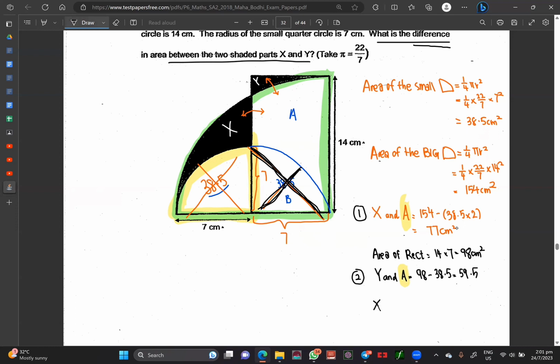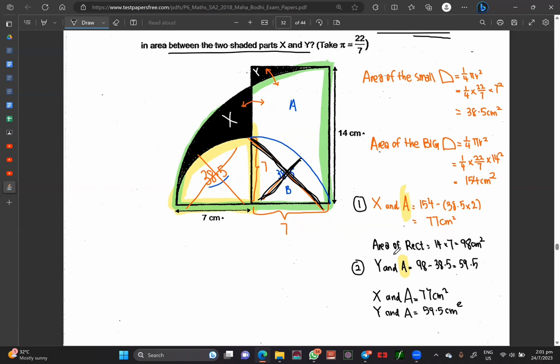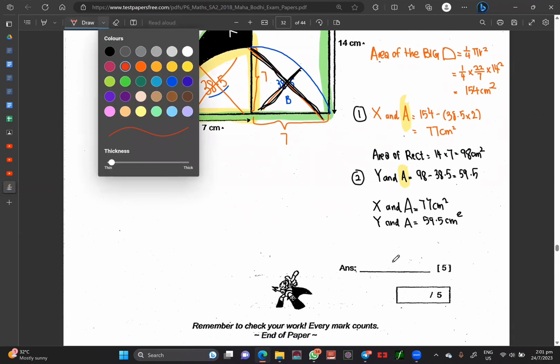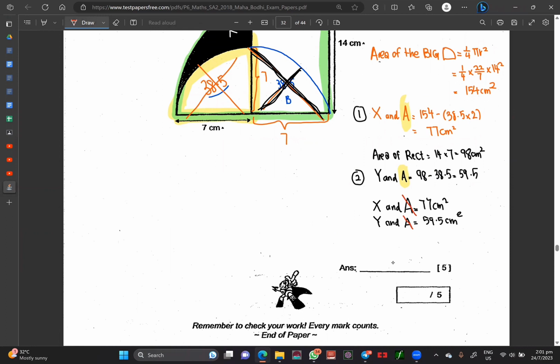So what are we going to do? We are going to write out first X and A is equal to 77 centimeters squared, and Y and A is equal to 59.5 centimeters squared. So what you can see over here is that A and A is the same. So if A and A is the same, cancel them out. What is the next thing you can do? You can do X minus Y. So X minus Y is simply 77 minus 59.5, and you will get an answer of 17.5 centimeters square.